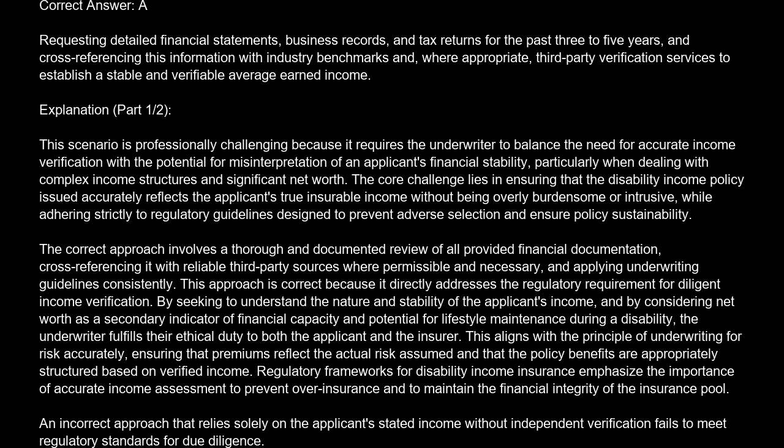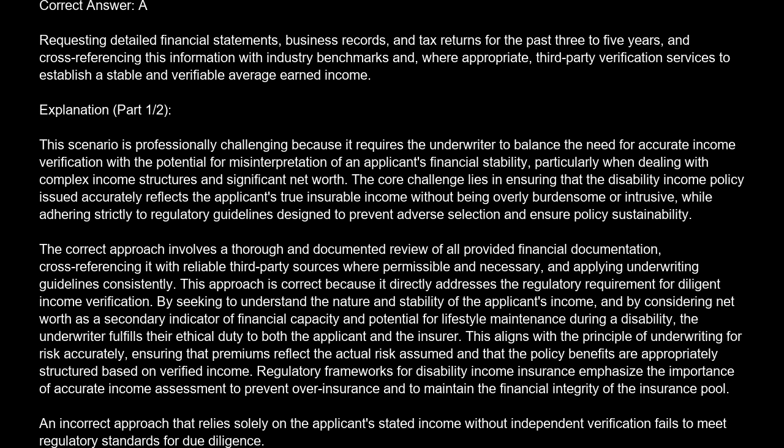This aligns with the principle of underwriting for risk accurately, ensuring that premiums reflect the actual risk assumed, and that the policy benefits are appropriately structured based on verified income. Regulatory frameworks for disability income insurance emphasize the importance of accurate income assessment to prevent overinsurance and to maintain the financial integrity of the insurance pool.